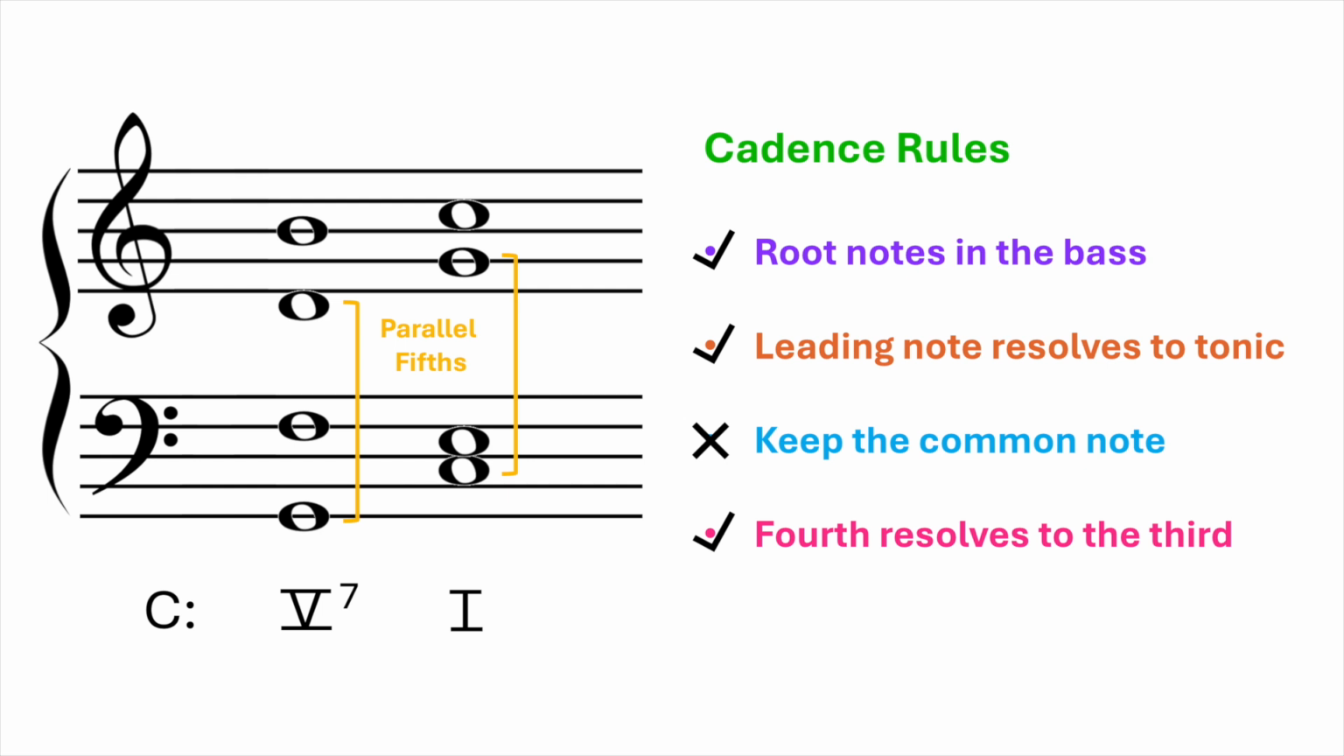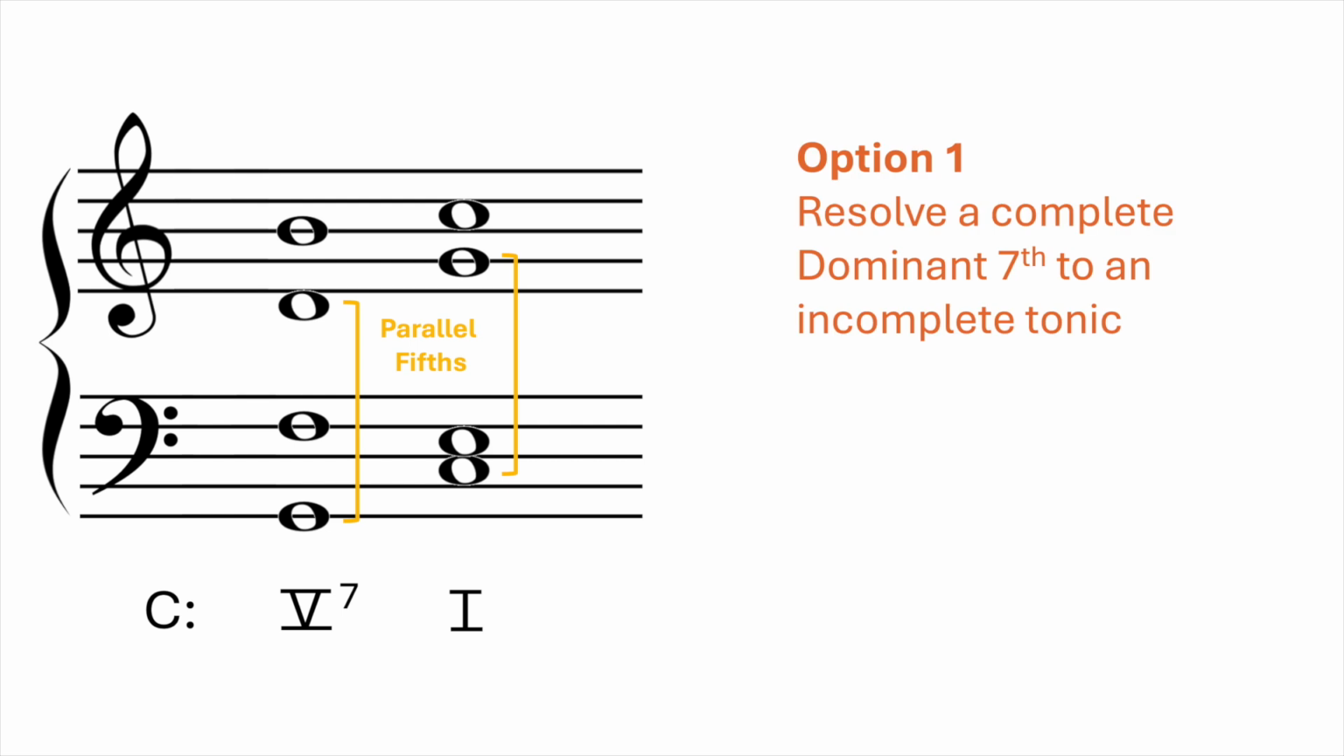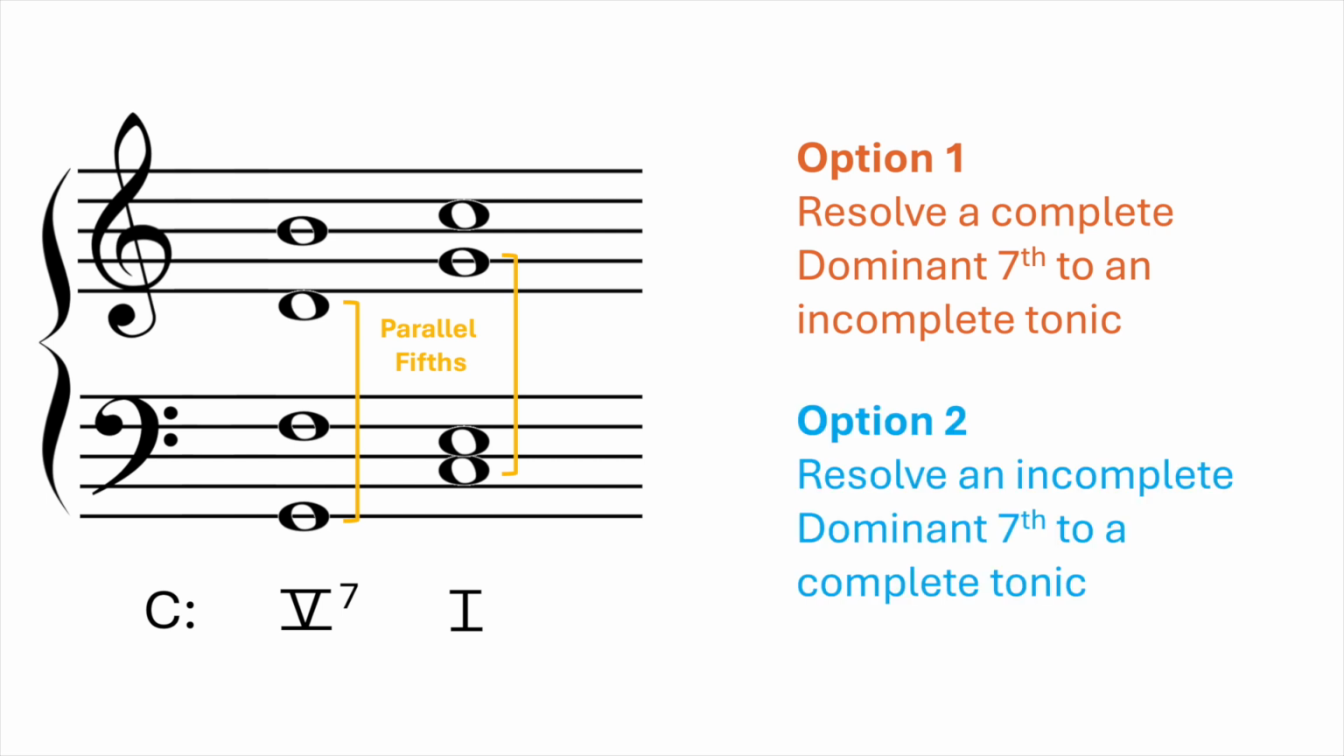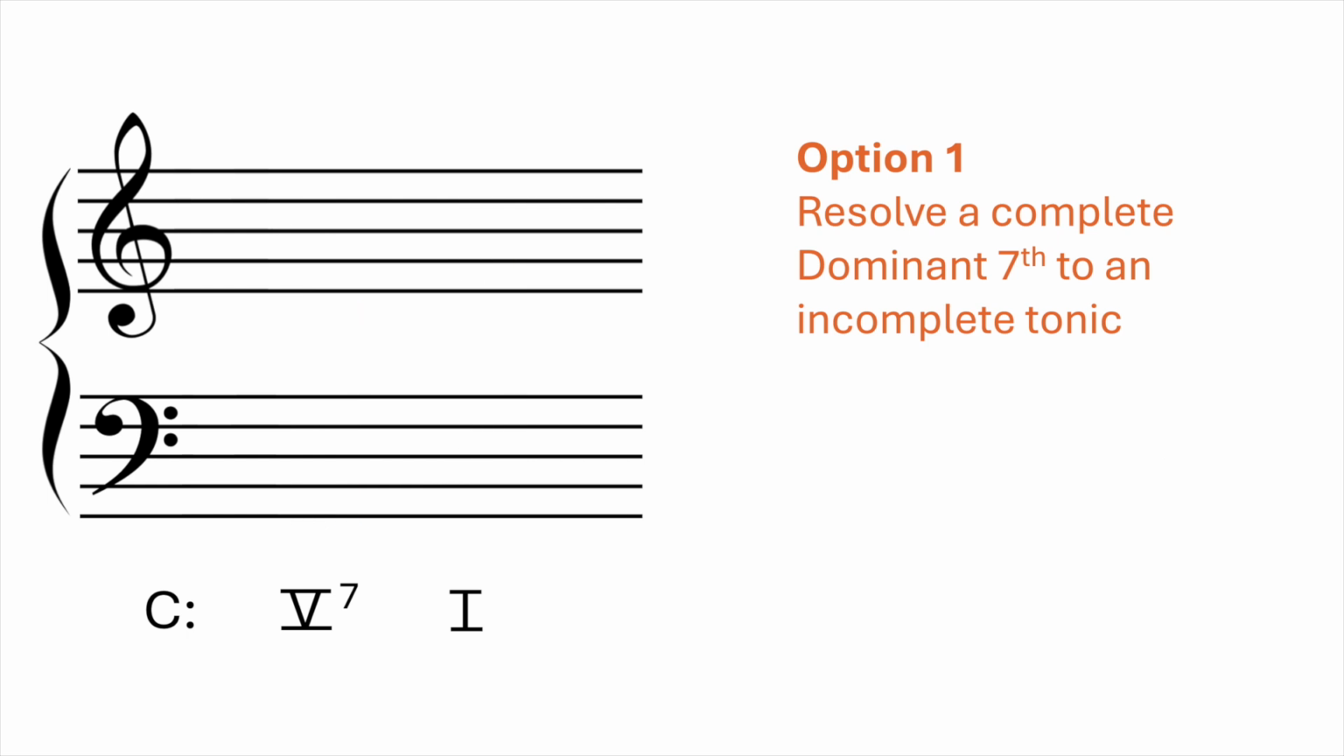So we are left with 2 options. Option 1 is we can resolve the complete dominant 7th chord to an incomplete tonic. Or option 2 is we can resolve an incomplete dominant 7th to a complete tonic. So let's have a look at how we will do this. We're going to start with option 1. Here we want a complete dominant 7th chord, and we're going to resolve it to an incomplete tonic. So I'll show you how to do that now.